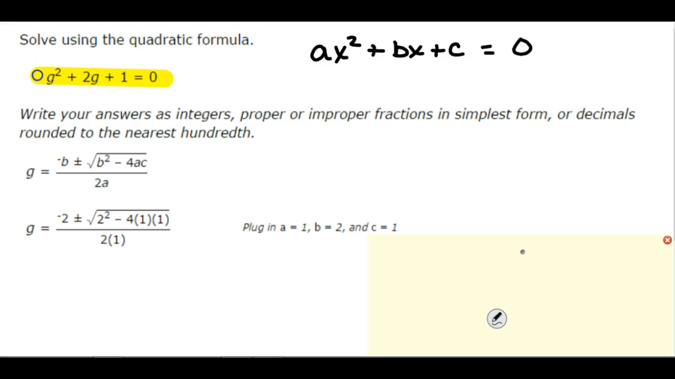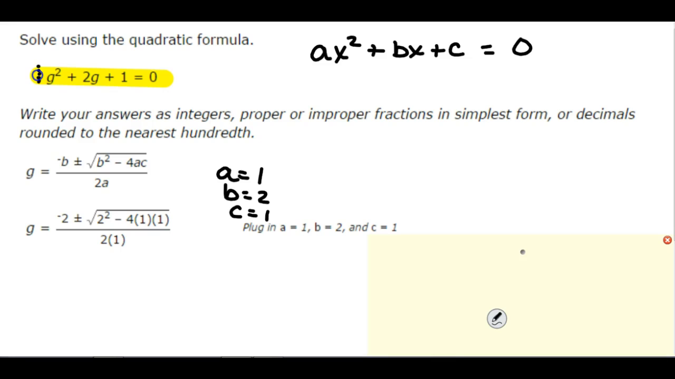So what we do first is identify what is a. We look at the coefficient of g squared, and a is 1. Here's that 1 that you can't see. B is 2, and c is 1. Now, can those numbers be negative? Of course they can. Can those numbers be 0? B and c can, but a cannot be 0.